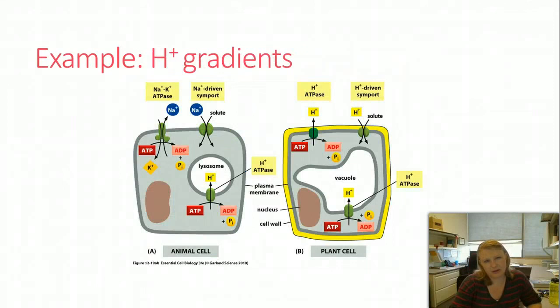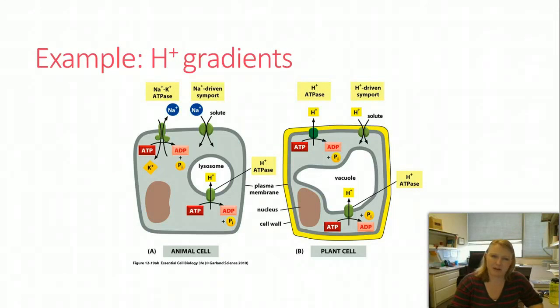Another thing that's important to understand before we move on is hydrogen gradients. We're going to talk about these proton gradients in chapter 14 when we're talking about photosynthesis and cellular respiration, the electron transport chain. But it's important to know that cells use these too. And they use them for a variety of activities to help induce passive transport. They use active transport to make passive transport possible, and you can see some examples here. Prokaryotes and fungi and plants use this a lot. Animal cells not so much, but it's important to understand how this works.